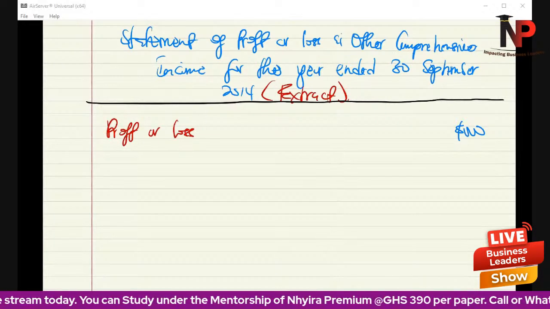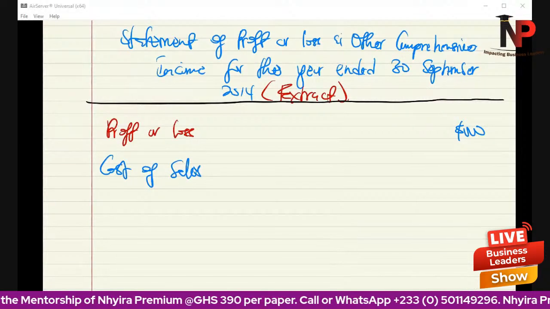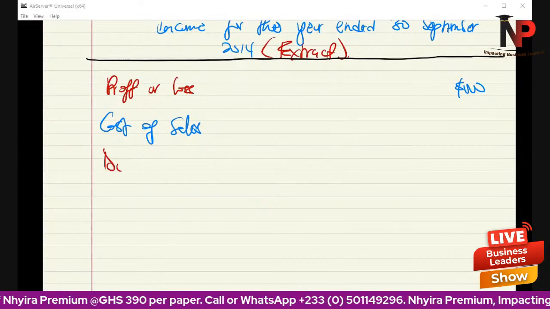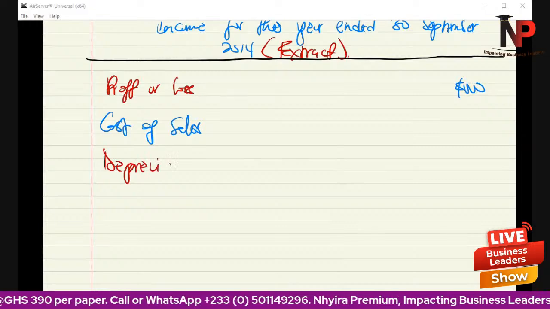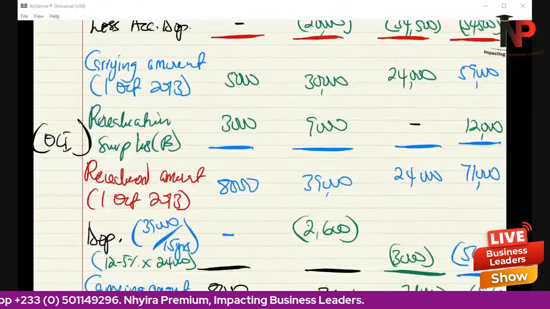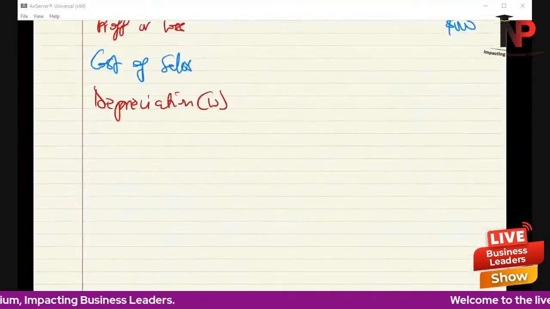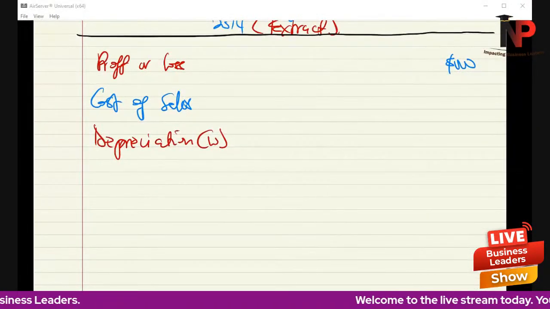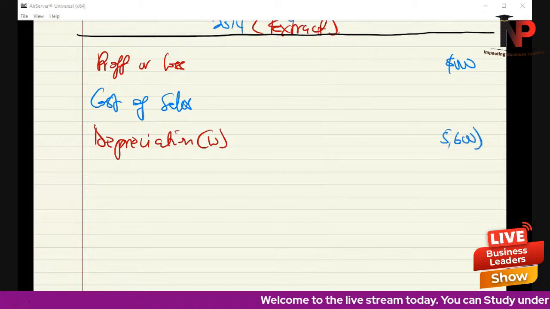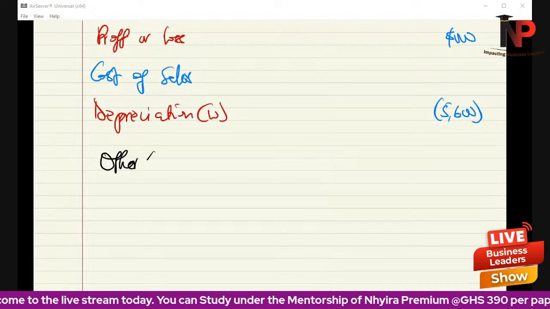Then under the profit or loss, we will have cost of sales. Then under that, we're going to be bringing the depreciation. From the workings, we got a total depreciation of 5,600. So we bring it up here. 5,600. That's an expense, so it's going to be negated. That is all. We go to other comprehensive income.